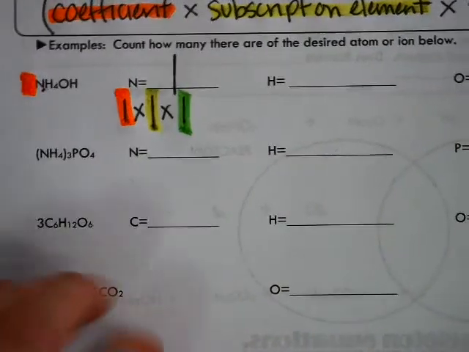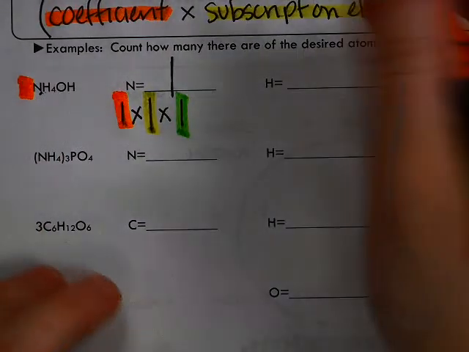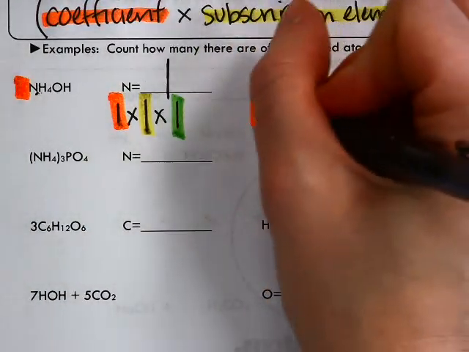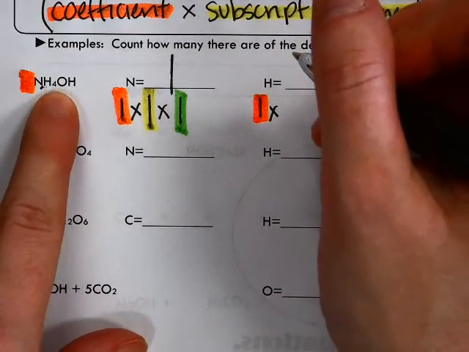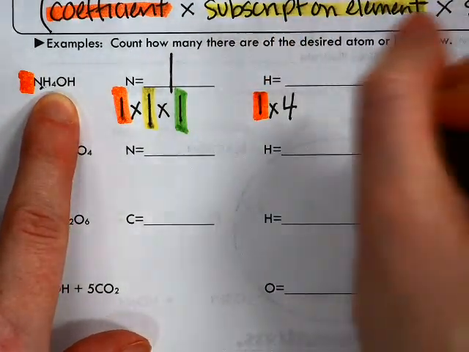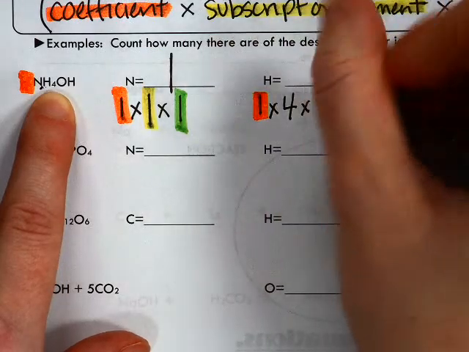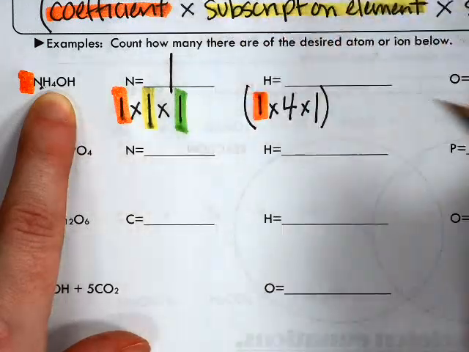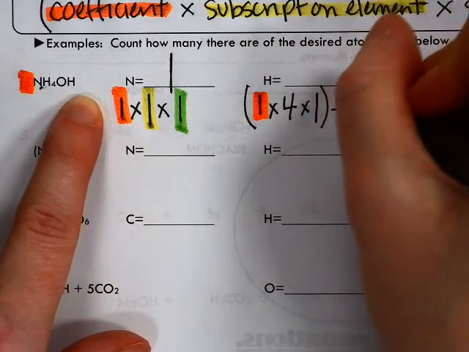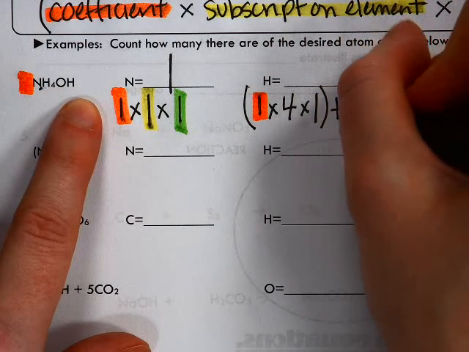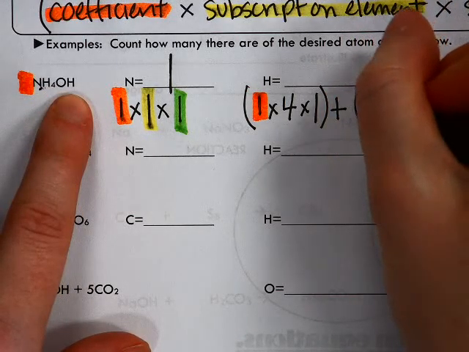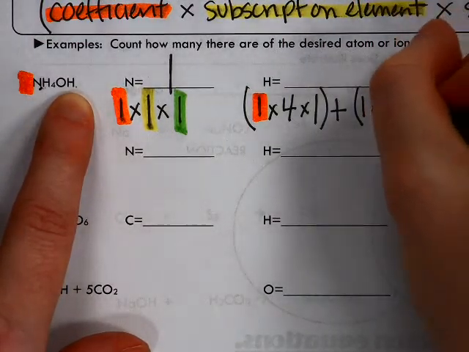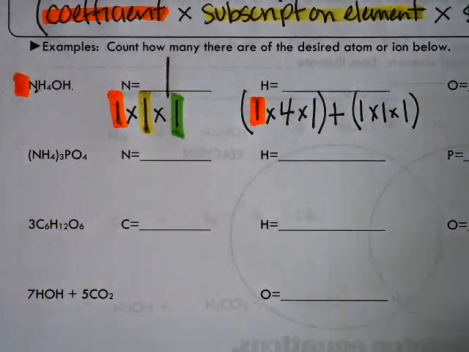Let's do that again for hydrogen. Our coefficient was a 1, right? Times, I see a subscript of 4, times no parentheses, so 1. And I see it again. Same coefficient of 1. This time the subscript right here is 1. And there's no parentheses, so it's 1.